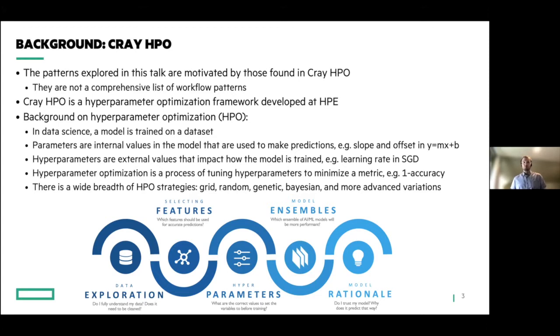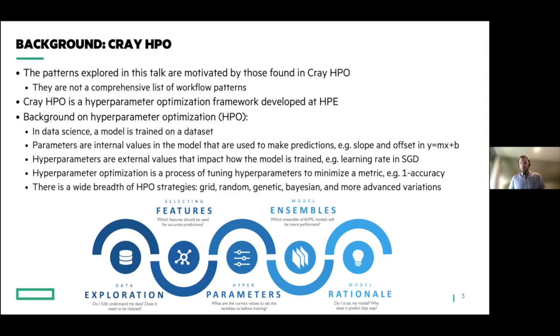And then the hyperparameters would be the external values that impact how the model is trained. So it impacts the capacity of the model to learn. An example is learning rate, which is a popular hyperparameter that is tuned in stochastic gradient descent of neural networks, or something like the number of trees you use in a random forest. So hyperparameter optimization, as the name implies, is the process of tuning these hyperparameters to minimize some kind of metric. A typical metric you might minimize is something like 1 minus accuracy or the loss.